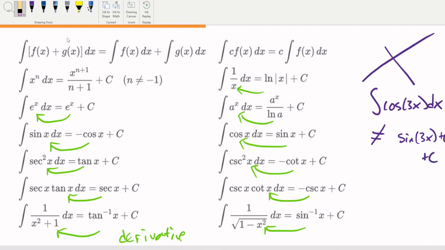So you've really got to only use these rules if they are exactly in the right form. Now, if I had a 3 in here, that's okay, remember, because I can take a constant multiplied and I can move the constant out. Now it's 3 times the integral and I can use the rule. But don't mess around. These rules are only to be used in their exact form. Precision. So just be super careful with that.